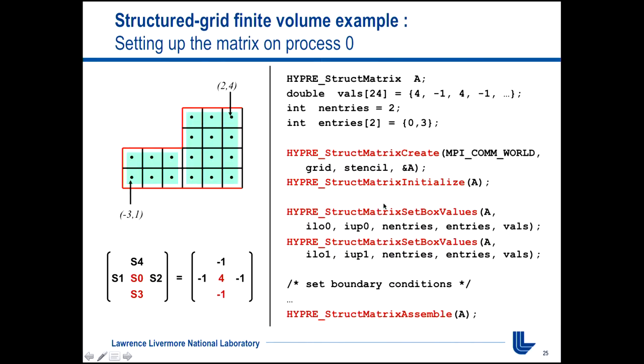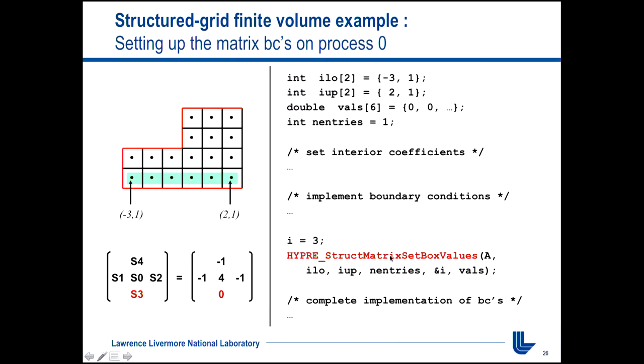So you set the values here, and then you usually have to do something about boundary conditions, and then in the end you assemble the matrix. That's the bottom line. Boundary conditions are done basically through the same set box values call. So here's an example where along this strip, or this little box with this I lower and that I upper, I set the south coefficient to be 0 because that reaches off the grid. So boundary conditions are done something like that.